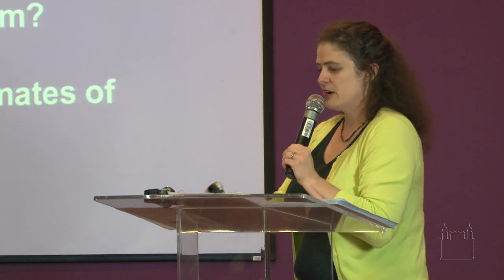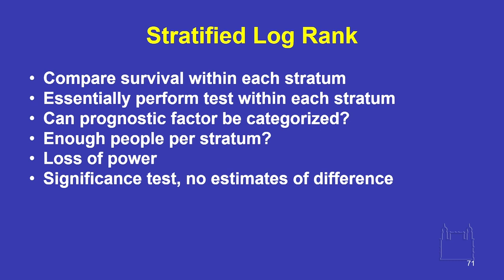So anyway, with a stratified log rank, we're comparing the survival within each stratum. But again, you get to this problem that when you start looking at smaller and smaller groups, you have less and less power, maybe not enough people inside each stratum to make a decision. Also, it's just a significance test, just a p-value. But then you try to add in curves, you try to add other information, and it can be messy.